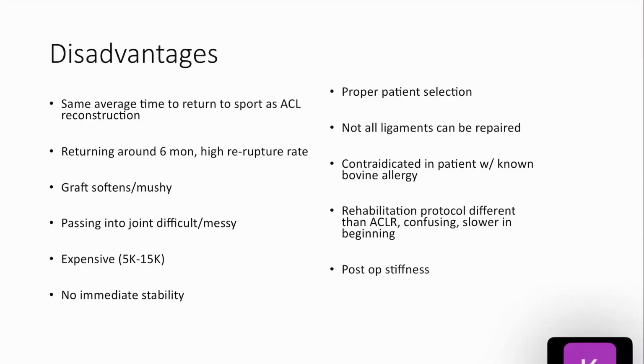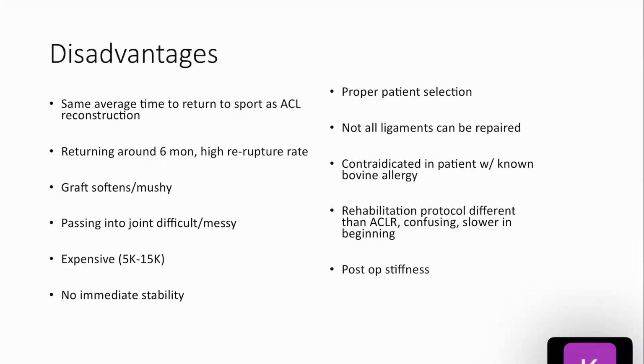You do not get the immediate stability that you would with a reconstruction, depending on the type of ACL tear. So you have to be patient. You have to wait for it to heal, wait for that stability to come over time. And if it doesn't heal and the patient continues to have instability, it could require revision to an ACL reconstruction. And then the average 9 months of recovery will start over, which means patients could miss more sports. They could miss up to 2 years of sports.